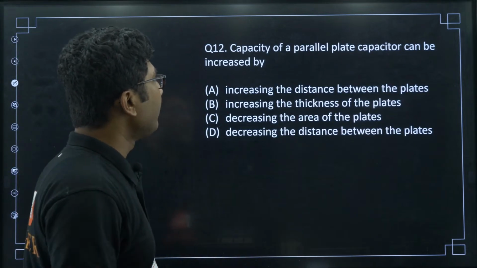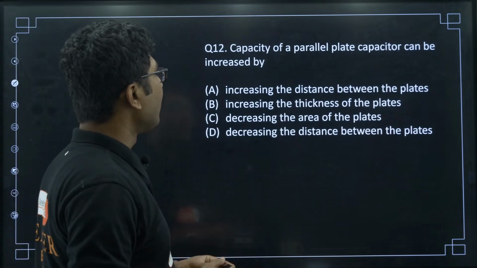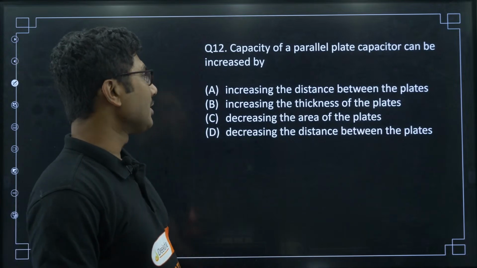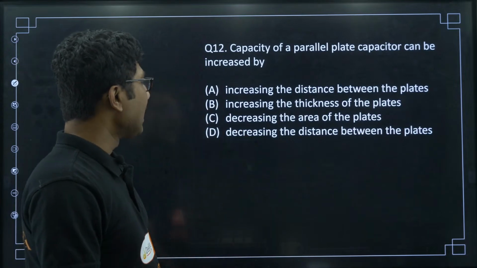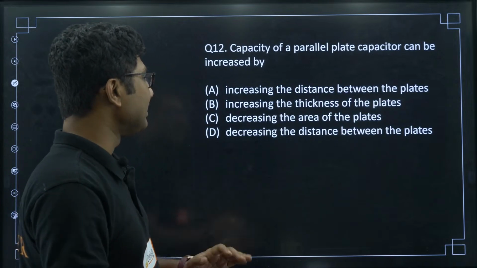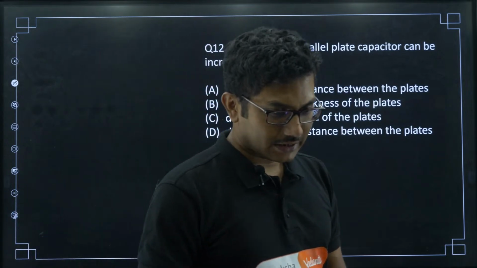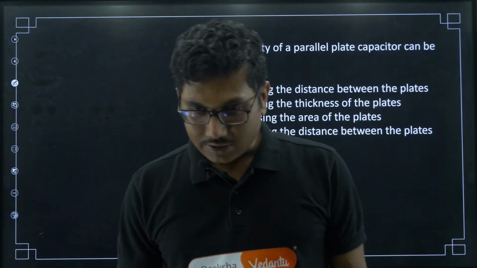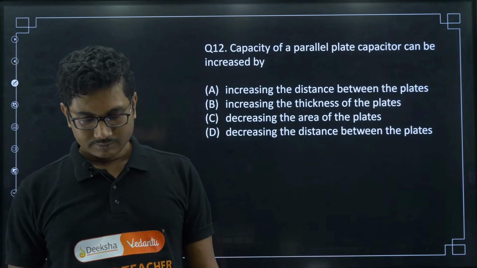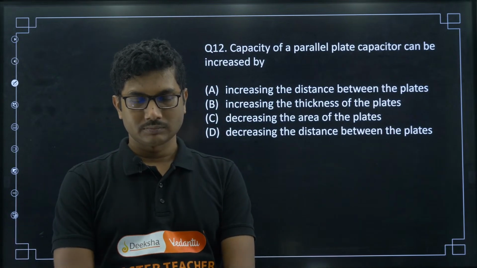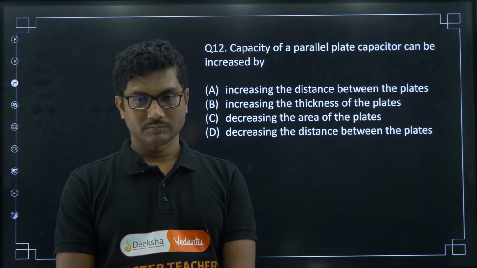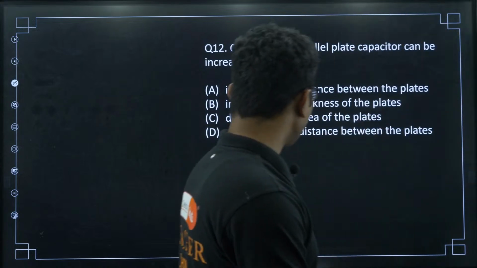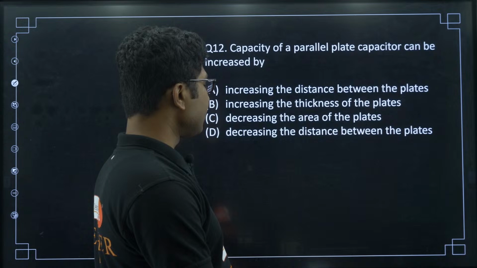Now, question number 12. The capacitance of a parallel plate capacitor can be increased by increasing the distance between the plates, increasing the thickness of the plates, decreasing the area of the plates, or decreasing the distance between the plates. Now, answer it. Answer quickly. Twelve D, decreasing the distance between the plates.